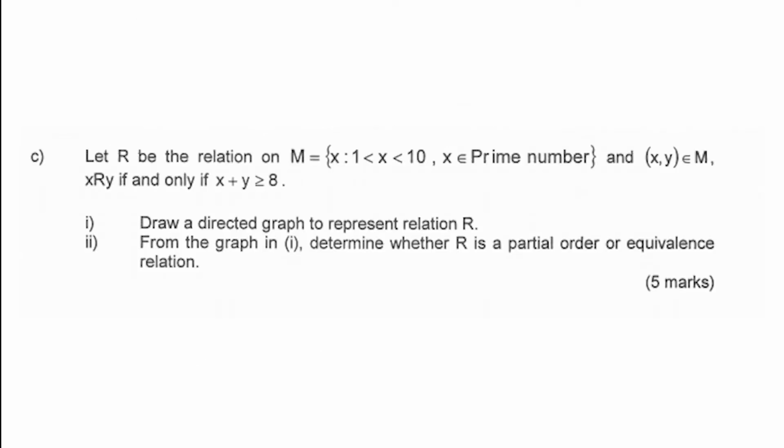From the question, it states that let R be the relation on M, such that M is more than 1 and less than 10, and also a prime number. Also in this question, it states that ordered pair (x, y) is an element of M. Relation x R y if and only if x plus y is more than or equal to 8.